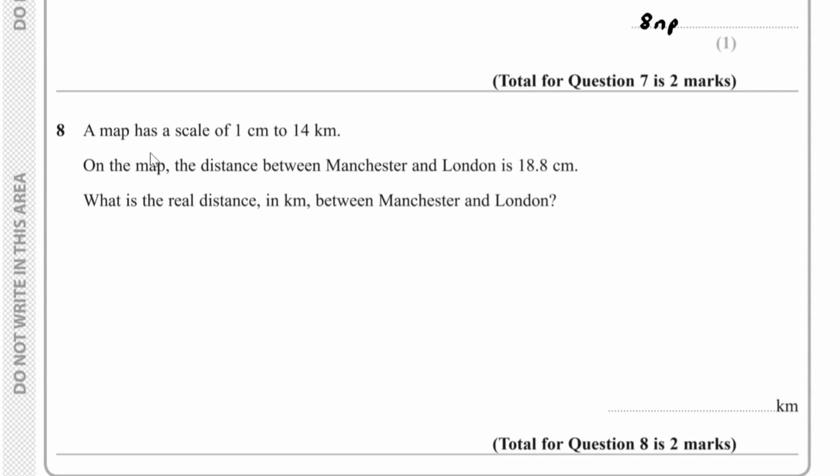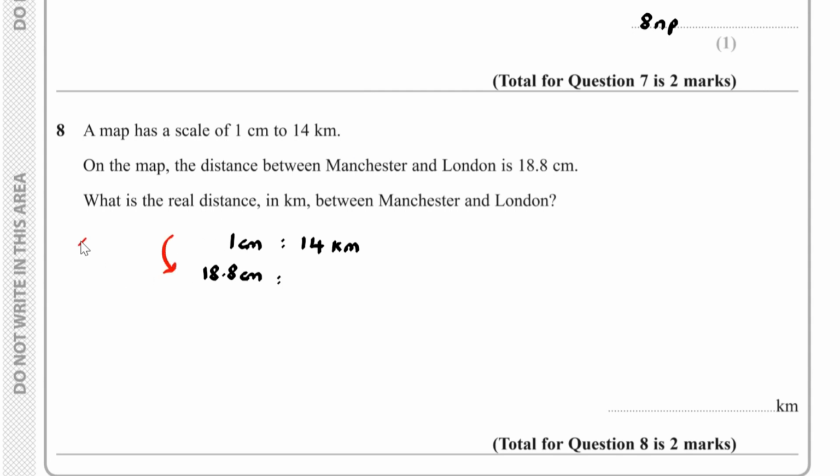Question number 8. A map has a scale of 1 centimetre to 14 kilometres. On the map, the distance between Manchester and London is 18.8 centimetres. What is the real distance in kilometres between Manchester and London? Well, what we know so far is 1 centimetre is represented by 14 kilometres. And what we need to do is convert the 18.8 centimetres into the kilometres with our given scale.